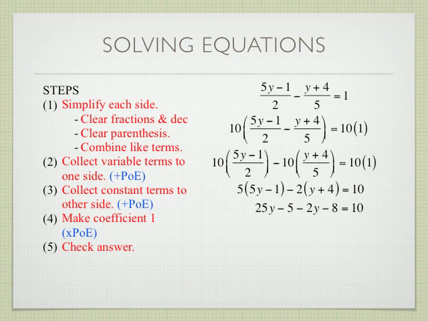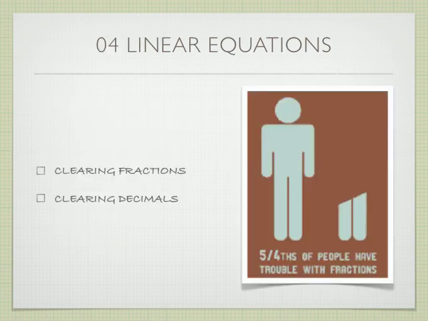Okay, next I want to combine like terms. So I have 23y minus 13 equals 10. Add 13 to both sides. 23y equals 23. Divide by 23 and I get y equals 1. The check isn't as bad as it looks, and that is how you clear fractions. The next segment will be on clearing decimals.